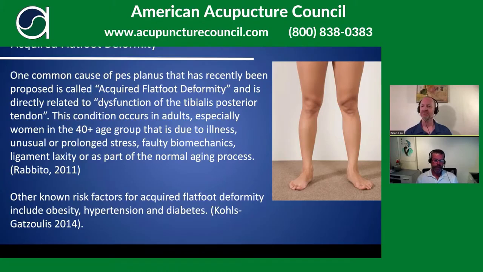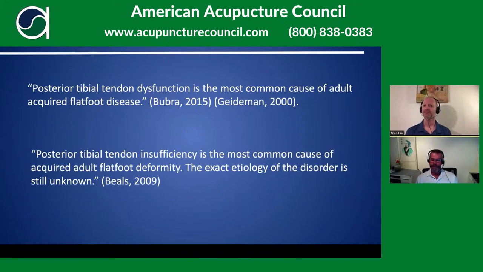Yeah. So the unusual or prolonged stress is going to tax spleen qi and kidney qi. Faulty biomechanics, ligament laxity in particular, that's going to be kidney qi as well. And the normal aging process. And as we know, kidney qi is on the decline the older that we get. So let's move on to the next slide. Go ahead, Brian.